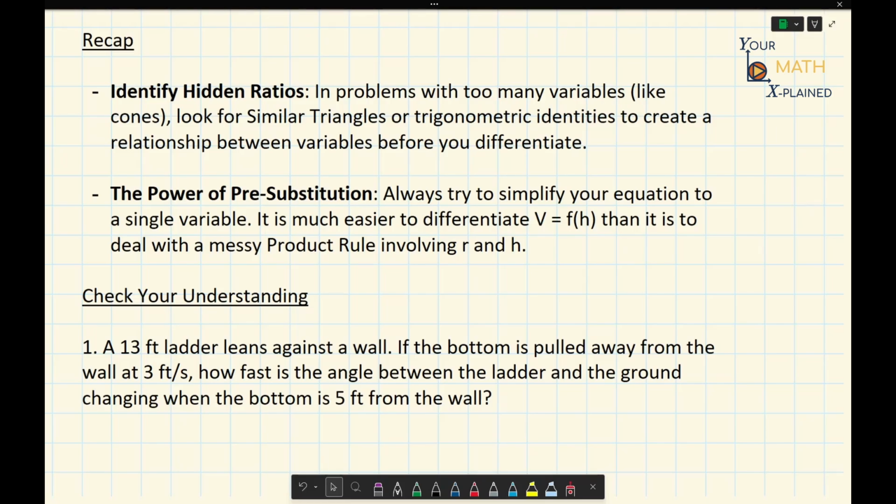because it's much easier to differentiate volume as a function of height than it is to deal with a product rule that involves both the radius and the height, especially since the problem didn't even give us any information about the rate of change for the radius. So you want to take a look at what the question is asking for in order to decide on the direction of the substitution. And now it is your turn to give this a try. Can you find the solution to the problem on the screen here?